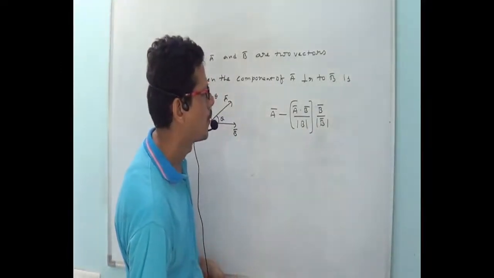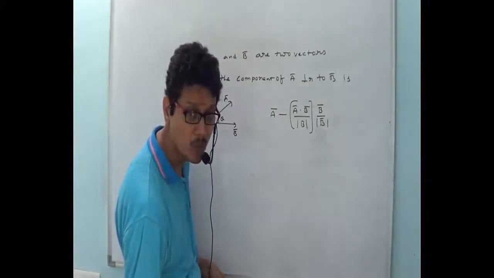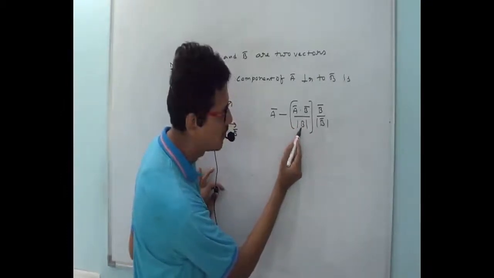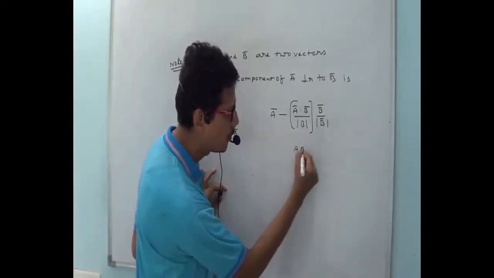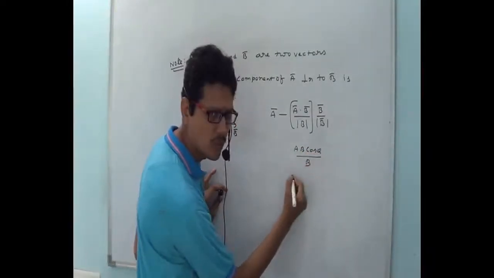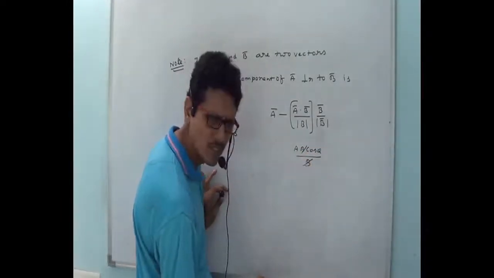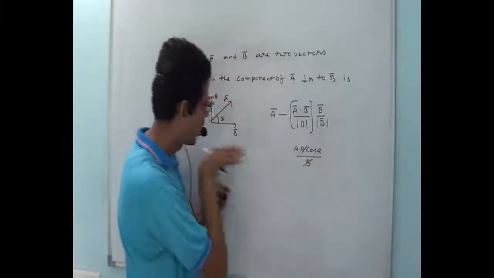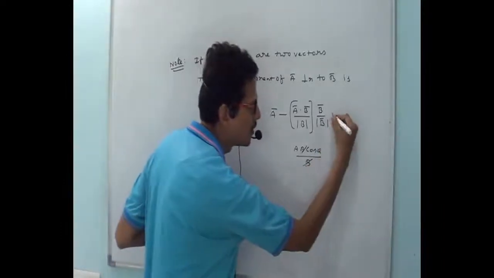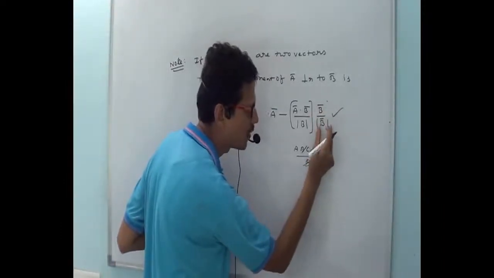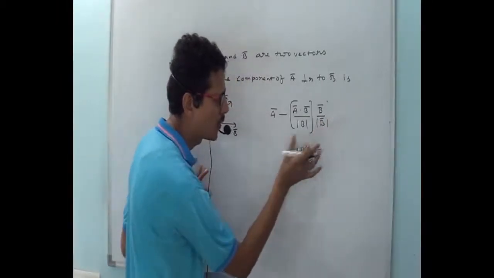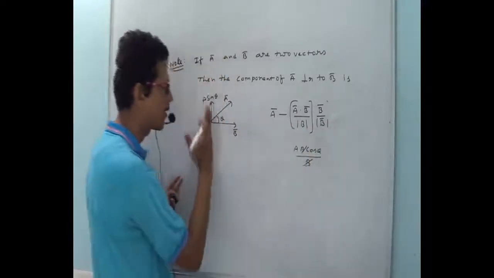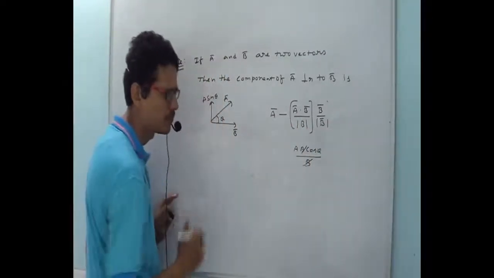So what is A bar dot B bar? AB cos theta, na? AB cos theta divided by B, what will it be? A cos theta, na? And what is the unit vector along that direction? B bar divided by mod B bar. Then if I subtract this vector from this vector, I will get the A sin theta vector, the vector in this direction.